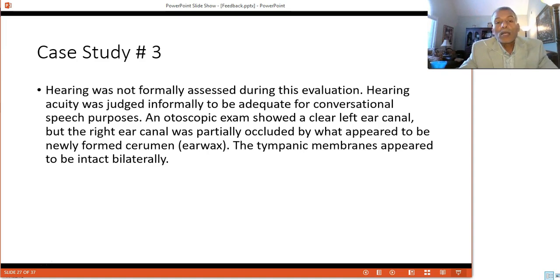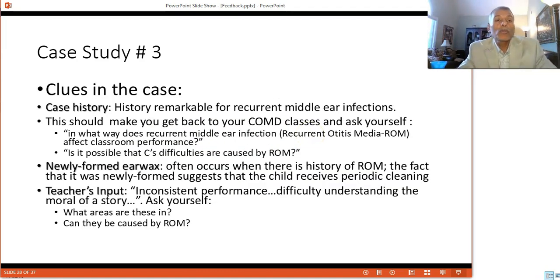So when I did the otoscopic exam, one of the ear canals was clear. The right ear canal was partially occluded with what appeared to be newly formed cerumen, earwax. The tympanic membranes appeared to be intact bilaterally. So now, here's one question. We know she has a history of middle ear infections, and now the right ear has accumulations of earwax that is newly formed. So, clues.